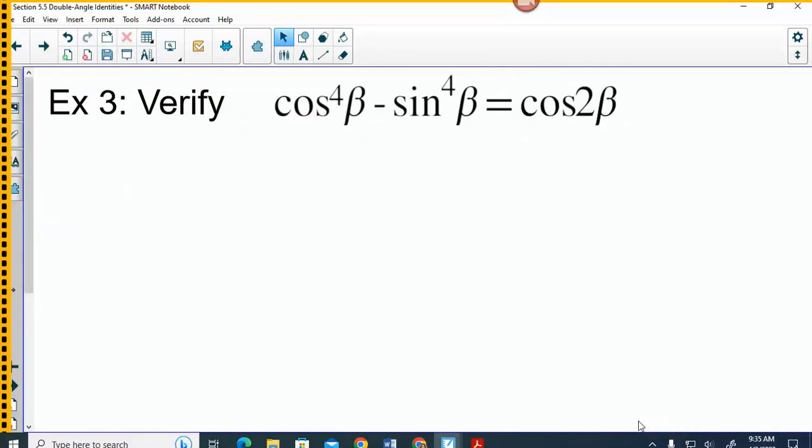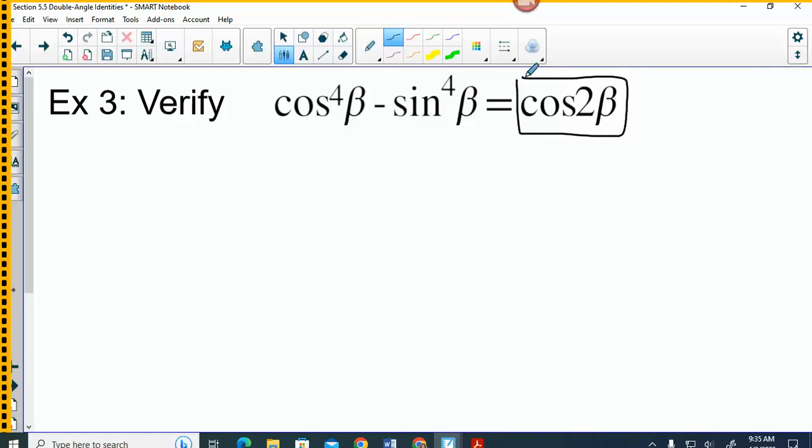Let's try a proof with these. So remember, on our proofs, we always box in one side. We usually try to go with the simpler side, so that might be the right here. So if I'm working with the left, I have to figure out what to do. I notice one issue right away. These angles don't match. These are betas, and this is a 2 beta, so that tells me at some point I will have to use a double angle formula.